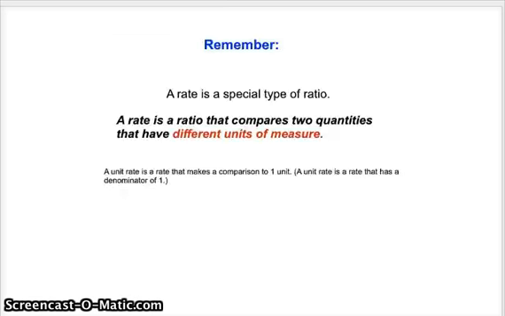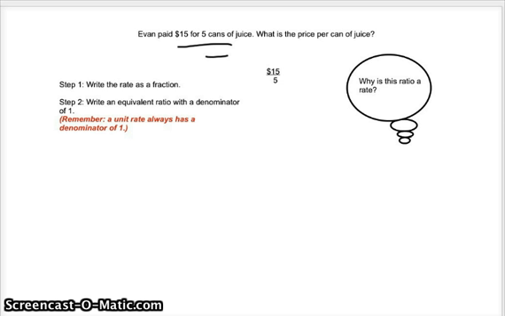Okay, so remember, a rate is a special type of ratio. It compares things that have different units of measurement, and a unit rate is a rate with a denominator of 1. Evan paid $15 for 5 cans of juice. Okay, so $15 for 5 cans of juice. If I want to write this rate as a unit rate, I'm going to write it with a denominator of 1. 5 divided by 5 is 1. 15 divided by 5 is 3.